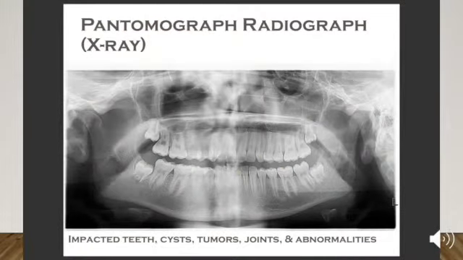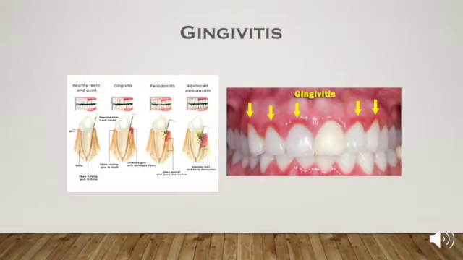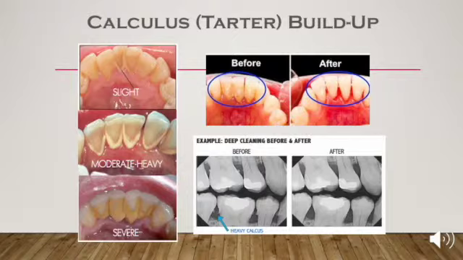Then we go through the radiographs. So today we'll probably take a radiograph called a pantomograph. We look for impacted teeth, cysts, tumors, and so on. Then we'll also take a full mouth series, and this gets a more detailed picture of everything. We go through gingivitis and say, okay, this is what we look for, and gingivitis means no bone loss. But then we also have periodontitis, where there is bone loss, and we educate them on stage 1, 2, and 3.